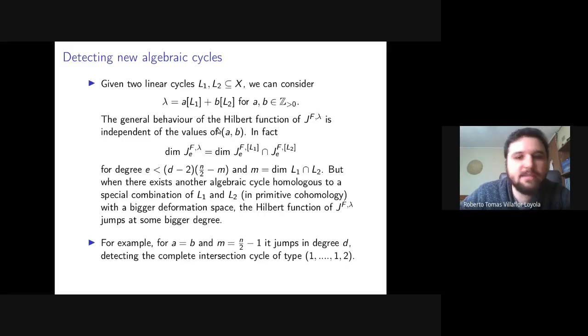So what I'm trying to say is that whenever you take two prime cycles and you start to combine them, the special combinations which are homologous to some algebraic cycle of a different nature will be detected by some degree of the Hilbert function of this ideal, right? We will detect a jump somewhere.